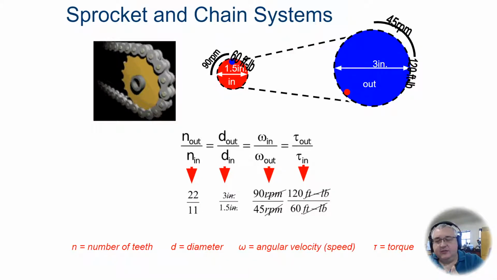The only real difference is that sprockets and gears are often confused. Gears mesh directly, while sprockets are really pulleys that have a chain instead of a belt. So you're using the chain to transfer power. In gears, you're using the teeth to transfer the power.